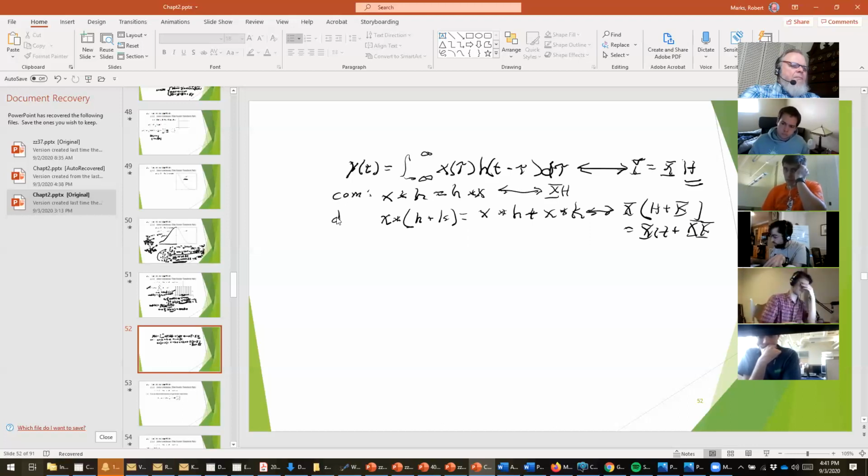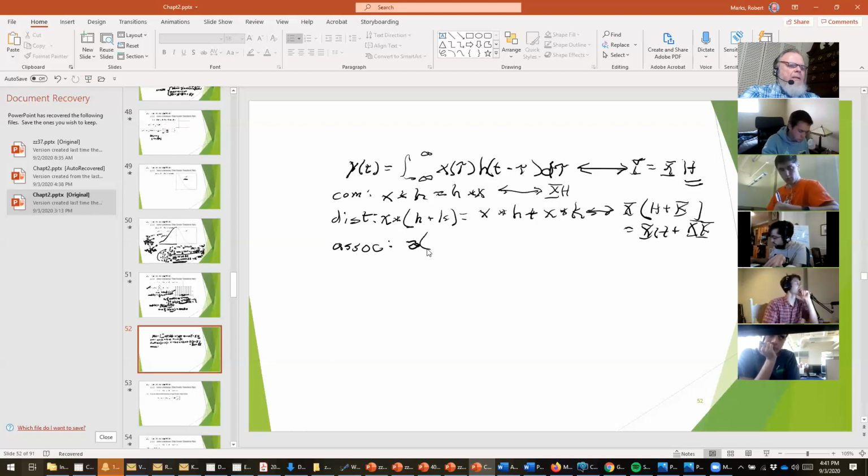So it is commutative. It's distributive. It's associative. What do I mean by associative? Some constant times... I don't know what I mean by associative. Okay, we'll leave that for later. Associative. What's associative? Remind me what associative is in algebra.